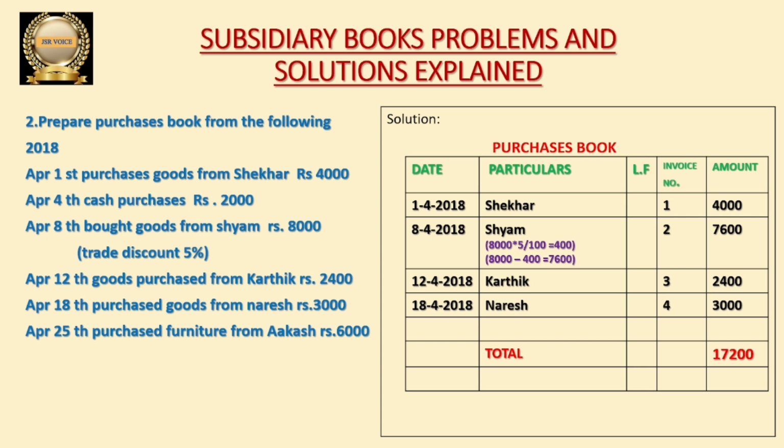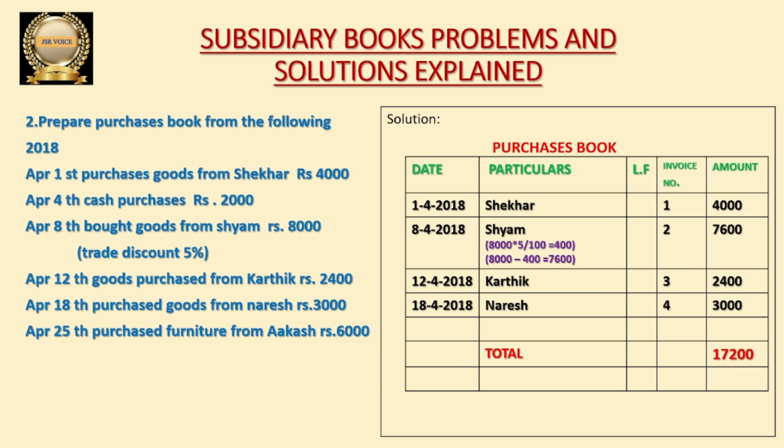And next, April 8th, bought goods from Sham 8,000, trade discount 5%. Bought means purchased, purchased goods from Sham. They are purchasing goods, name of the person is mentioned, and they did not mention anywhere cash, so it is credit purchase only. We can write it. It is satisfying all the three conditions.